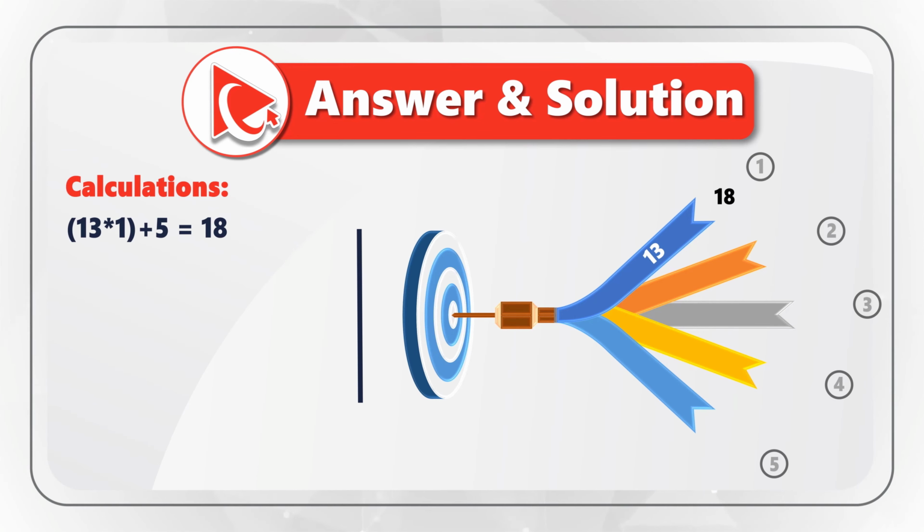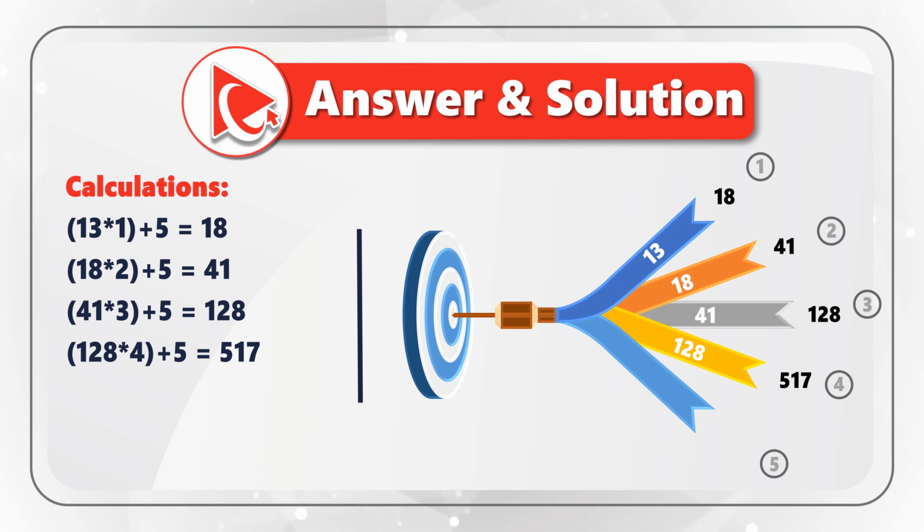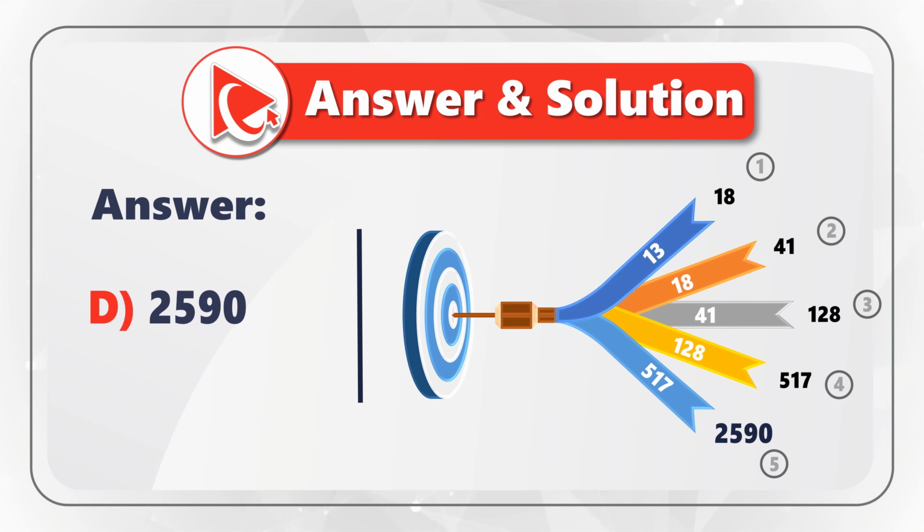The second ribbon number is calculated as 18 multiplied by 2 plus 5 equals 41. The third ribbon number is calculated as 41 multiplied by 3 plus 5 equals 128. And the fourth ribbon number is calculated as 128 multiplied by 4 plus 5 equals 517. Now we know how to calculate the missing number. The missing number is calculated as 517 multiplied by 5 plus 5, which would be equal to 2590. So the correct answer here is choice D, 2590.